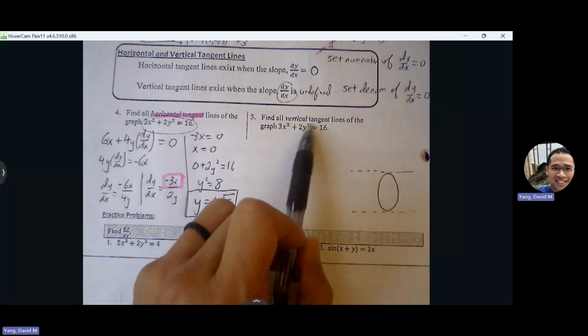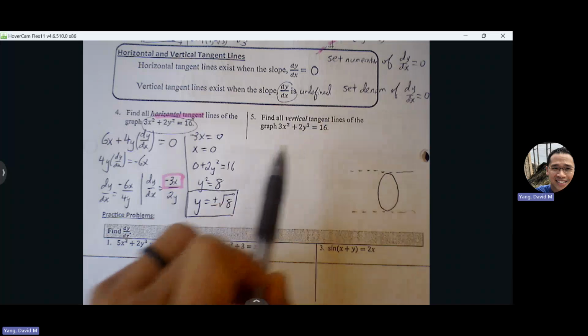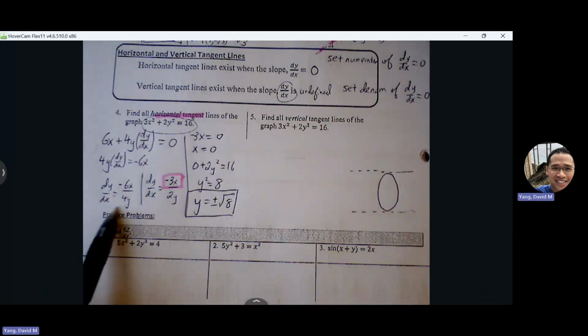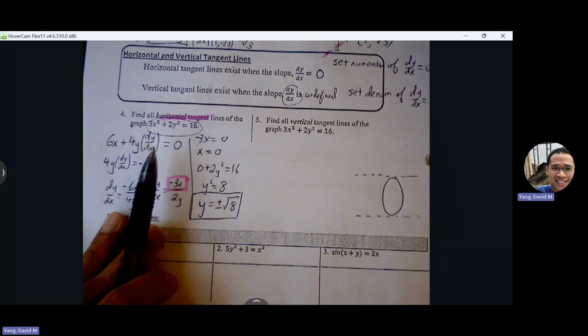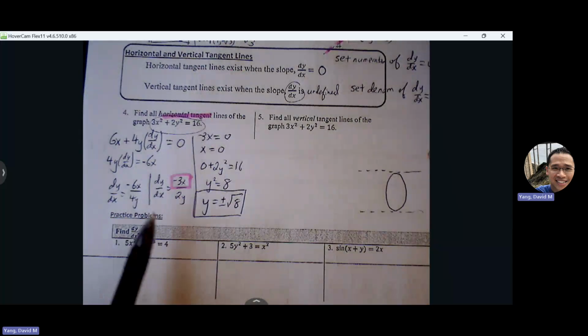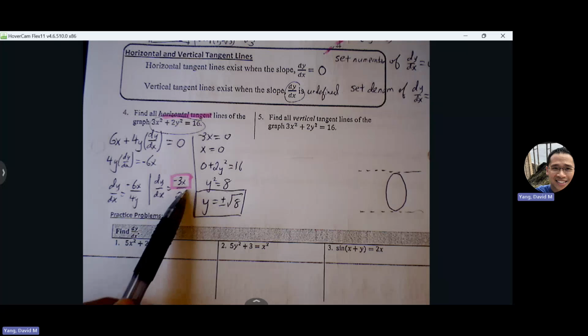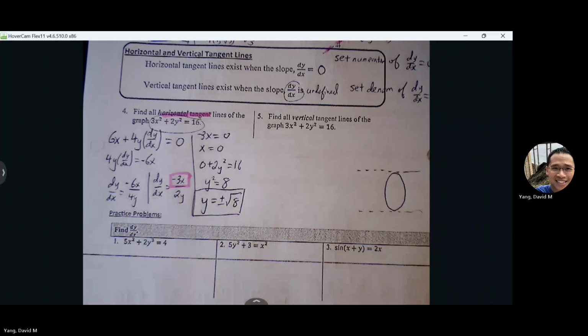Number 5, you want to find the vertical tangents. So you don't start from scratch. You can just start from this dy/dx. But now, for vertical tangents, we're going to look at what part of the derivative to find it. Set the denominator equal to 0.